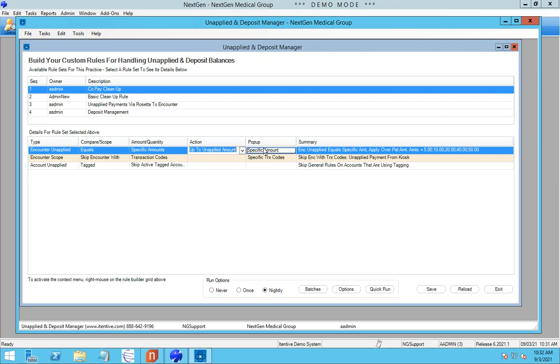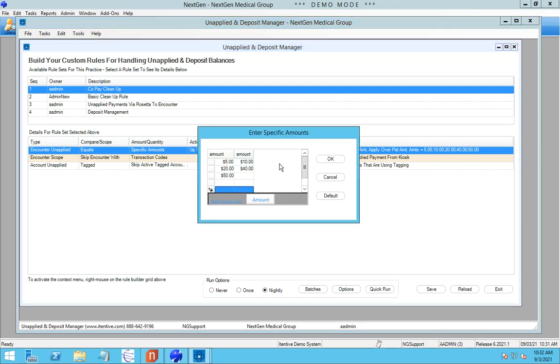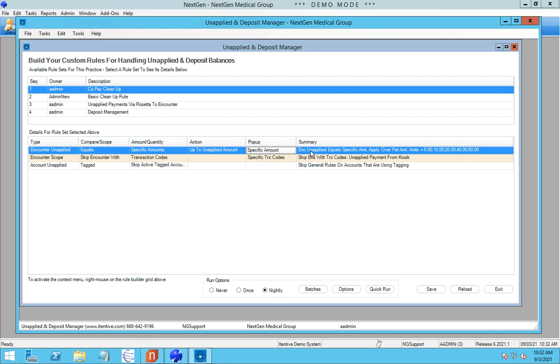Now the important part of this is we're looking for specific amounts. So for those rules that require additional parameters, there will be a button in the pop-up column. In this case, the button is labeled specific amount. It gives us the type of input that will allow us to designate those amounts. And we can add 1 of those, we can add 10 of those, we can add 20 of those. And then on the right in the summary column, it kind of builds out what the rule equates to, almost as a sentence, but somewhat shorthand just due to the lack of space.